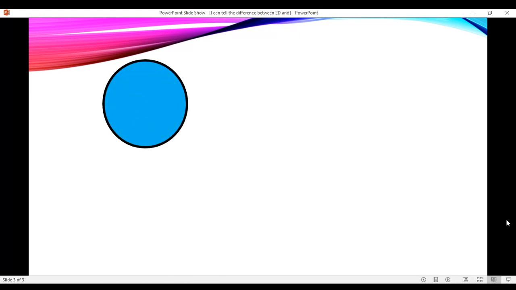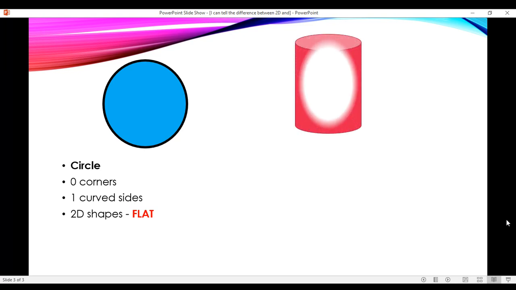About this shape, what is this shape called? Do you know the name? Good job. If you guessed it's a circle. Now, can you think of how many corners and how many sides it has? 0 corners and 1 curved side. And another important feature of the shape is it's a 2D shape. It is flat, okay?